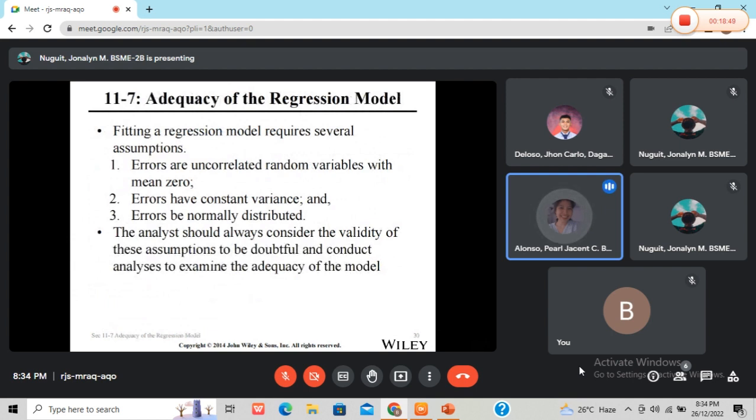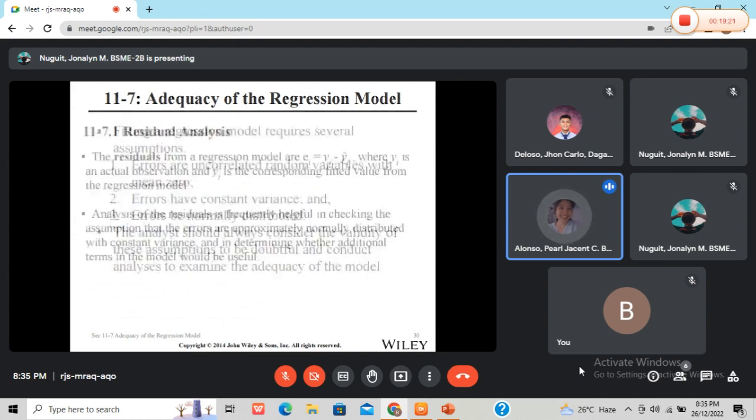So there are things that need to be considered, and some of them are that fitting a regression model requires several assumptions. First, errors are uncorrelated random variables with mean zero. Second, errors have constant variance, and third, errors are normally distributed. So the analyst should always consider the validity of these assumptions and conduct analysis to examine the adequacy of the model. So let's move on to residual analysis.